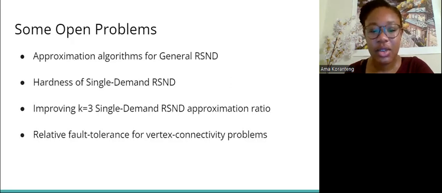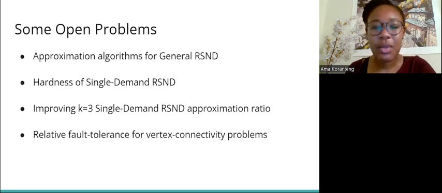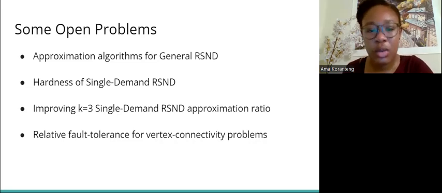Okay, and finally, we have some open problems to leave you with. We do not have any algorithms for general relative survivable network design. We tried a bunch of cut functions that capture the RSND problem, but we found that none of those cut functions were weakly supermodular or even locally weakly supermodular. So maybe some other approach or some other technique is needed here.